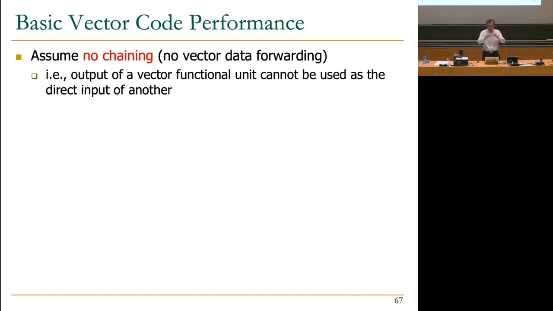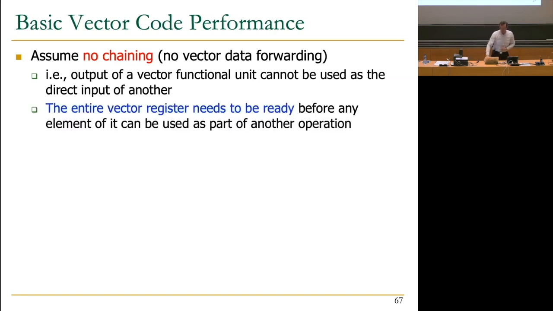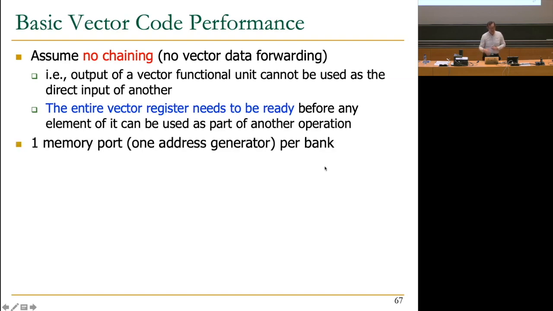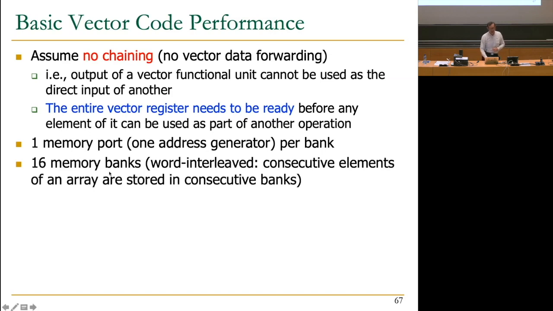You cannot forward individual elements from one functional unit to another functional unit. Basically, the output of a vector functional unit cannot be used as the direct input of another. The granularity of waiting is really the entire vector register, if you will. The entire vector register needs to be ready before any element of it can be used as part of another operation. And we're also going to assume 1 memory port, 1 address generator per bank. This is a good assumption in general, but we're going to fix that. We're going to add more to this later on. And we're going to assume 16 memory banks.